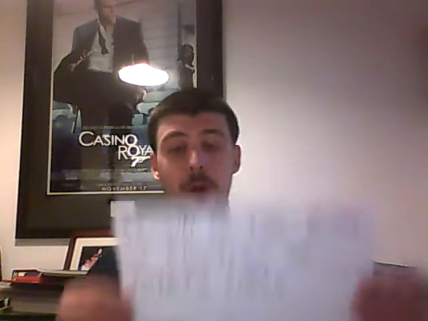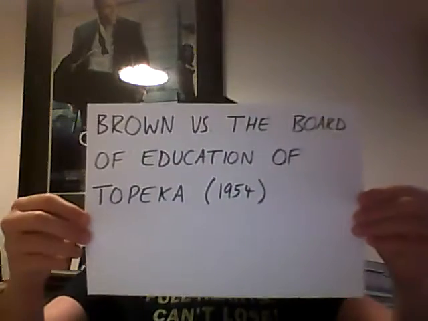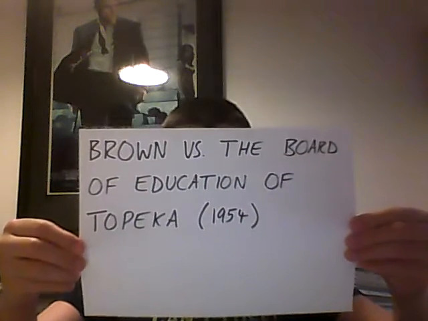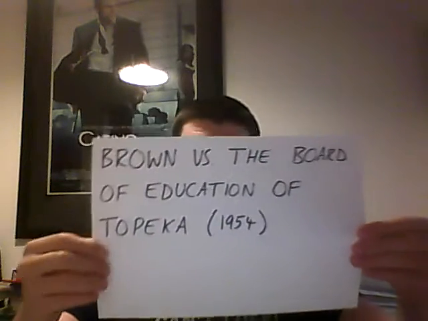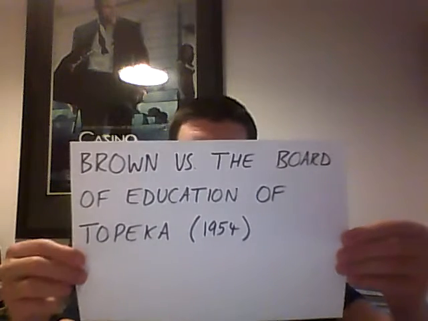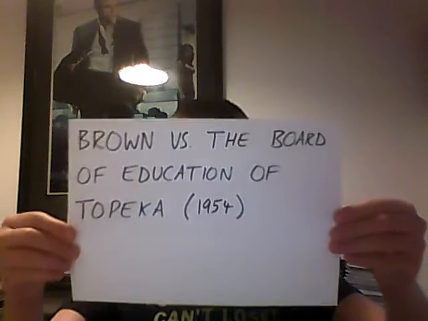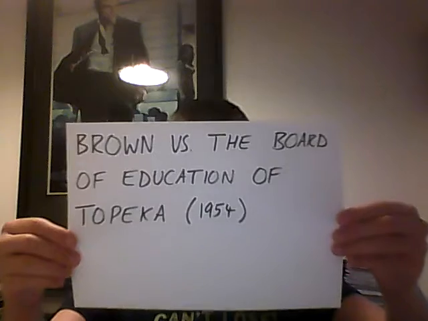Now the first significant civil rights event that you need to know about was Brown versus the Board of Education of Topeka in 1954. You could just shorten it to Brown versus Topeka, but that's its full name. That happens in 1954. Okay, 1954, first significant event that you need to know about.